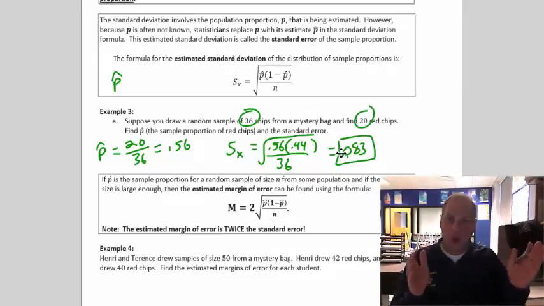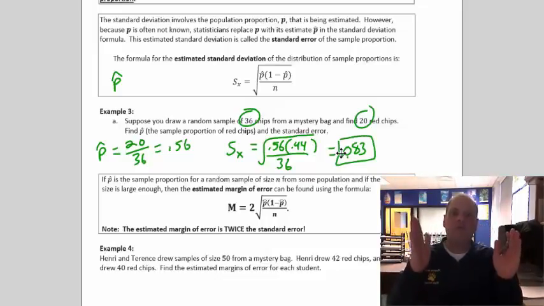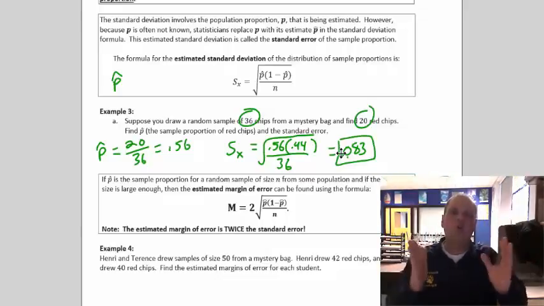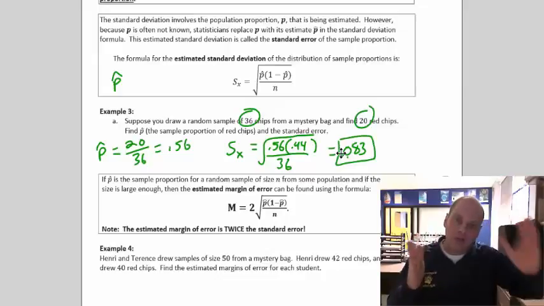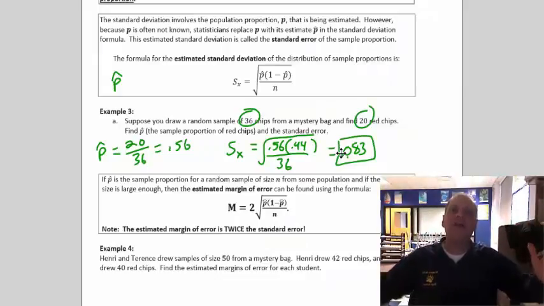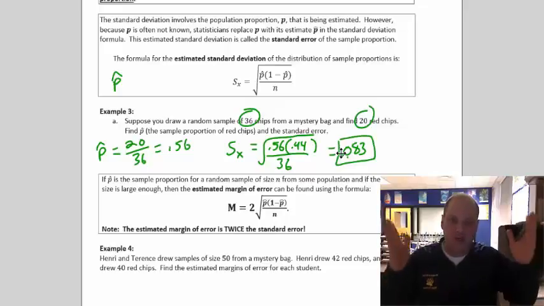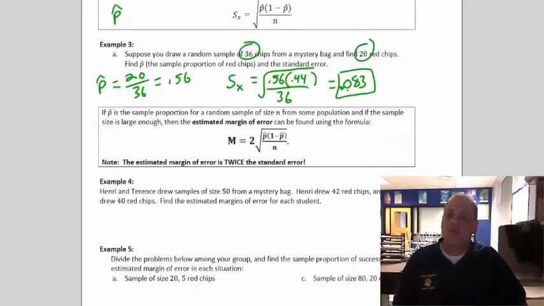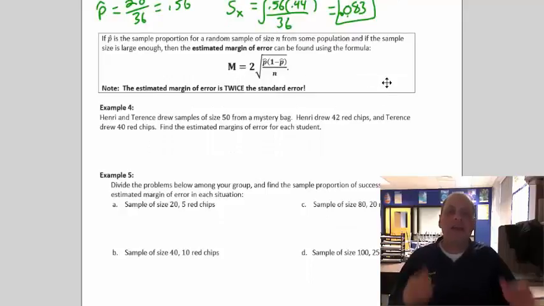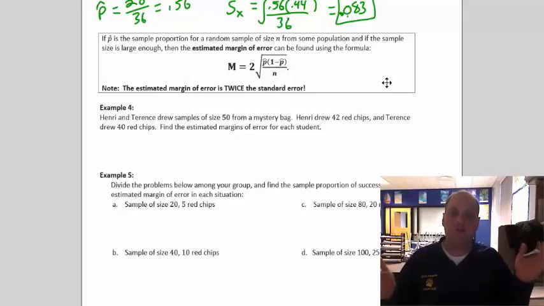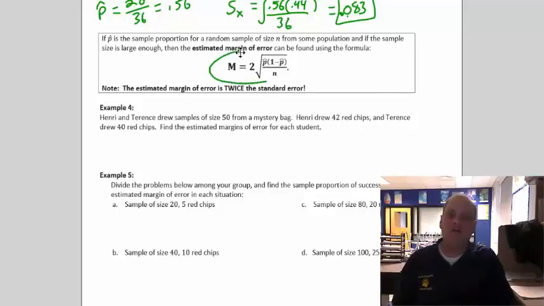If you went 0.083 on each side of 0.56, 0.56 plus 0.083 and 0.56 minus 0.083, that's going to give you within 1 deviation of the mean. If you go another 0.083 and another 0.083, that's going to give you 95%. That's 2 standard deviations. All right, so now what's margin of error? Margin of error is 2 standard deviations from the mean. So here is our margin of error formula that you're going to have to memorize. It's just 2 times the standard deviation. The estimated margin of error is twice the standard error, which is the standard deviation.